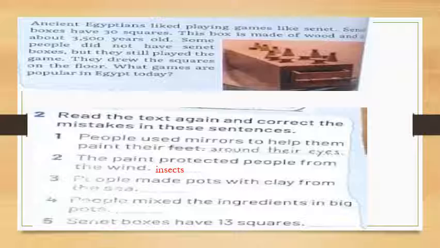Number 3, people made boats with clay from the sea. Where did they get the clay from? The sea? No, from the river Nile. Number 4, people mixed the ingredients in big pots. Yes, they mixed it in big bowls, not pots. Senet boxes have 13 squares. 13 is false, but as we said, 30 squares.